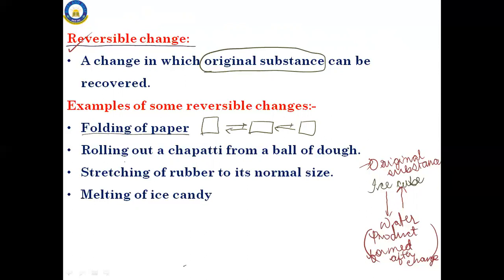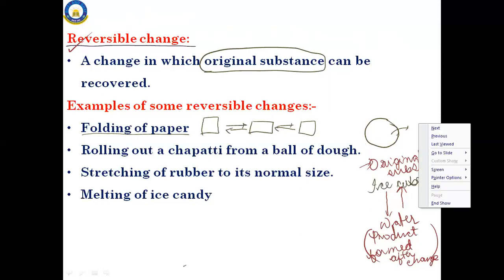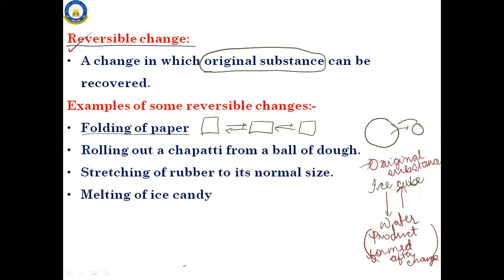The second one is rolling out of chapati from a ball of dough. There is this dough, and you are taking a small part from that dough, and again you can get it back to its normal form. So this is an example of a reversible change. Stretching of rubber to its normal size, and melting of ice candy. All these are examples of reversible change.